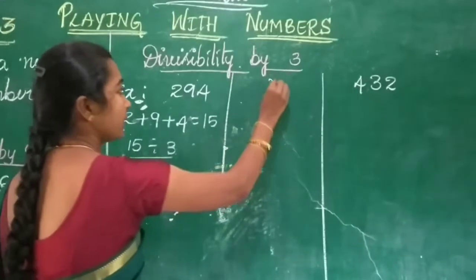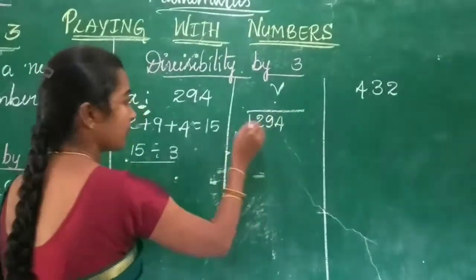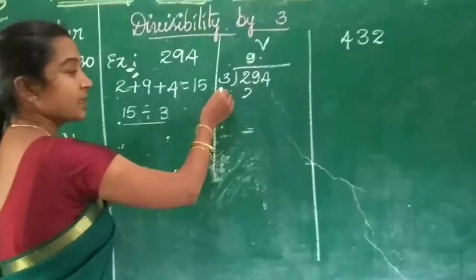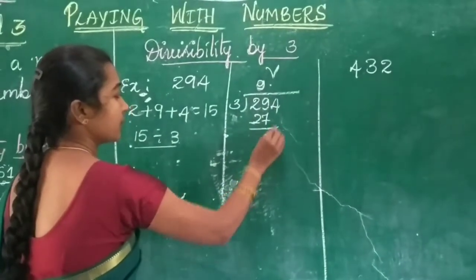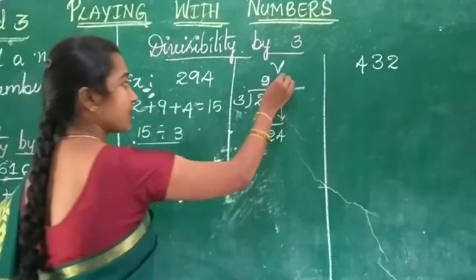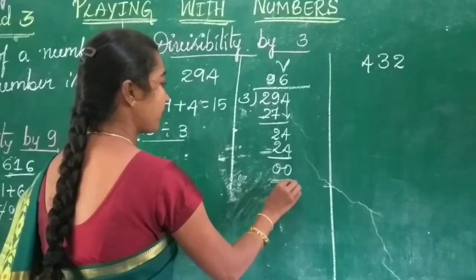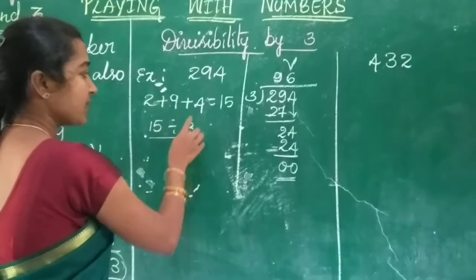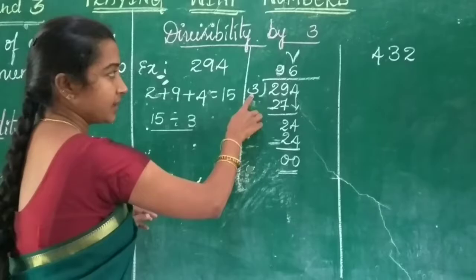Now let us verify using our usual division process. See here, 3 how many are possible? 3 nines are 27. 2 here, 4 comes down. 3 how many are possible? 3 sixes are 24. Look here, it also leaves the remainder 0. See children, the sum of the digits of a number is divisible by 3, so the number is also divisible by 3.